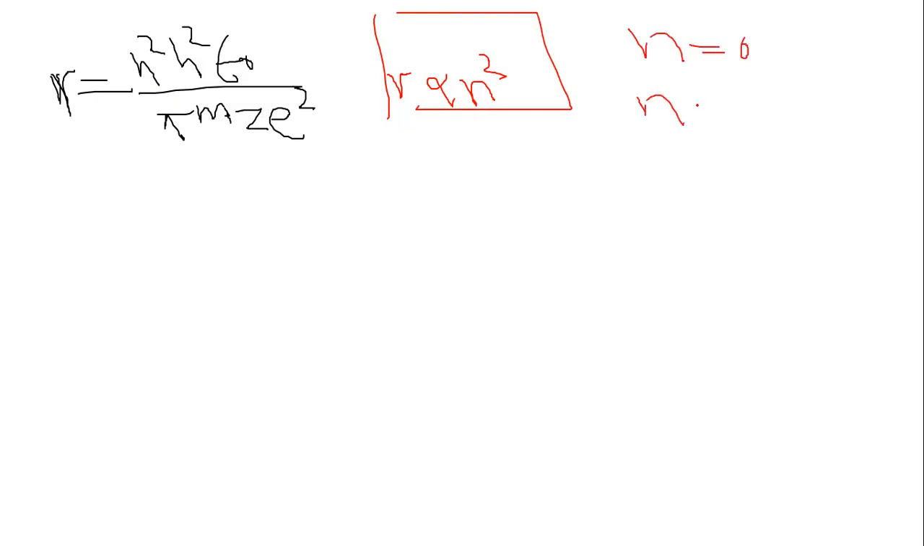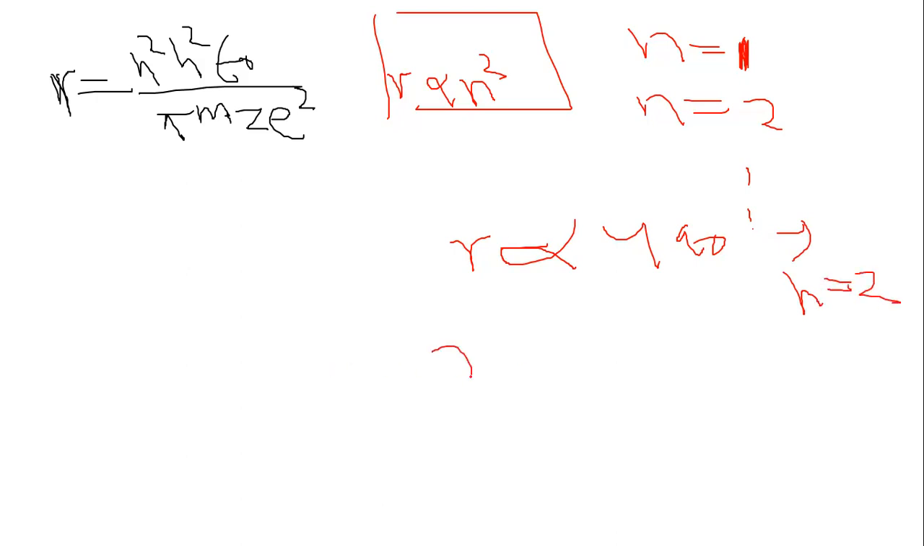So we can say r is directly proportional to n square. For the ground state n equals 1, n can't be 0. Ground state n equals 1, and for first excited state n equals 2, like that. So here r will be proportional to 4a0 when we talk about n equals 2.